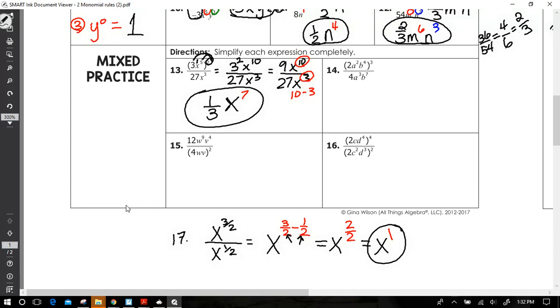All right. I'd like for you to try number 14 on your own. It's the same process as number 13. It just includes one additional variable term. All right, so pause the video and give that a try.